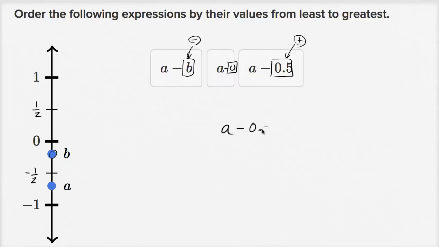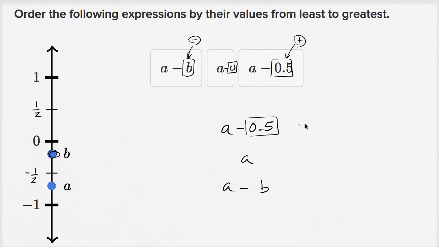So a minus 0.5. We're subtracting a positive number there. We're subtracting 0.5, followed by a, where we're not subtracting anything. And then you have a minus b. This right over here is going to be the greatest. Why is this? Well, we know that b is a negative number. Notice it's below 0 right over here. So if b is a negative number and you subtract a negative number, you're actually going to get a value that is greater than a.